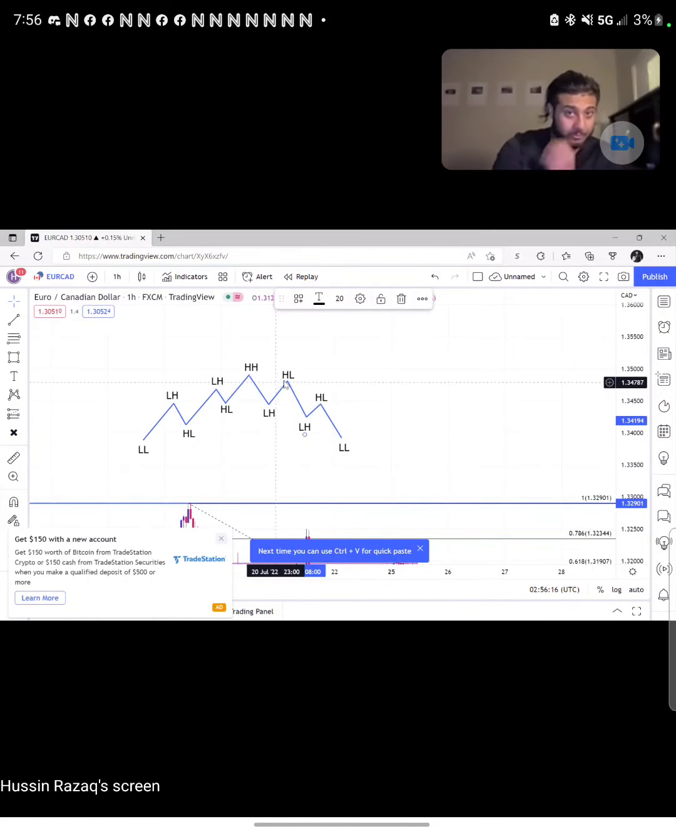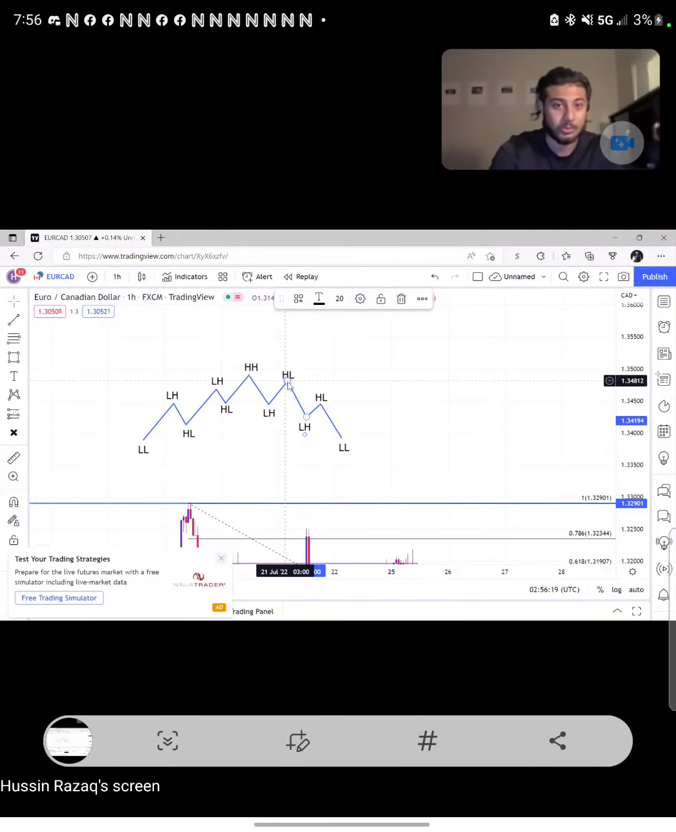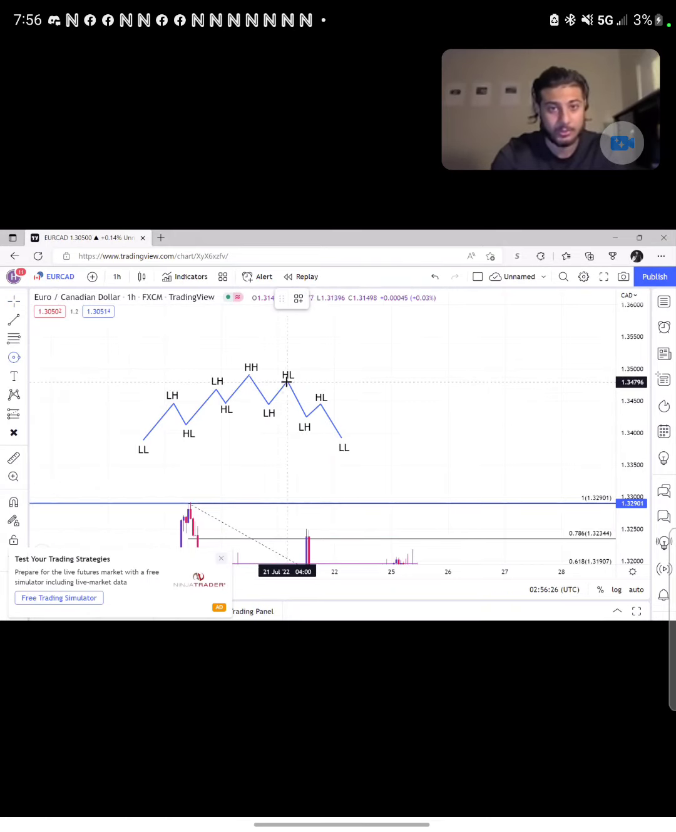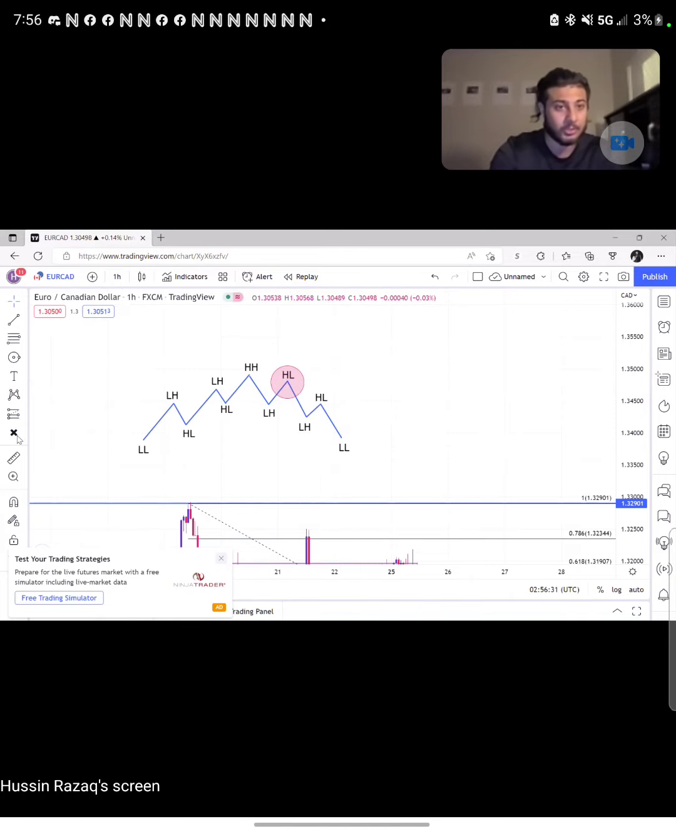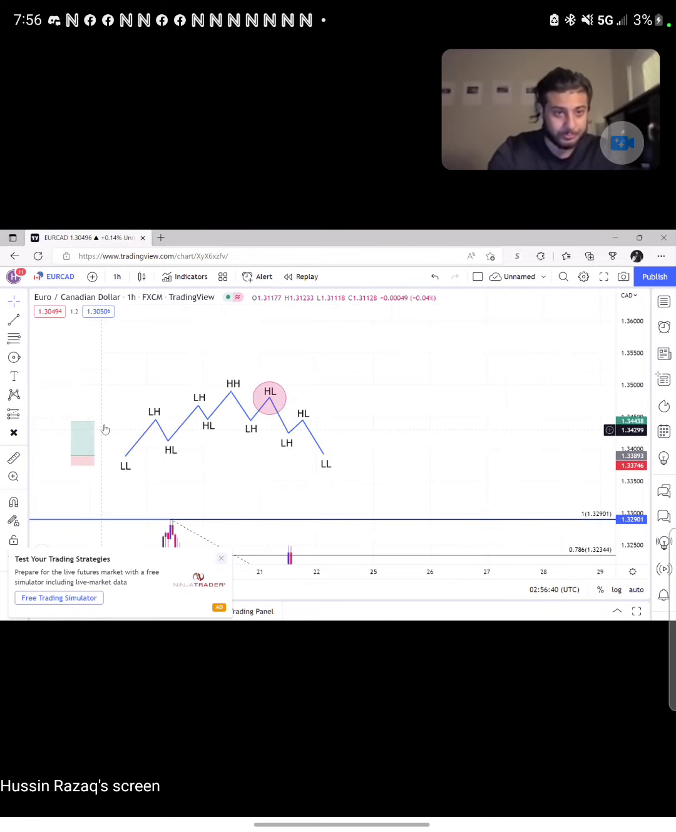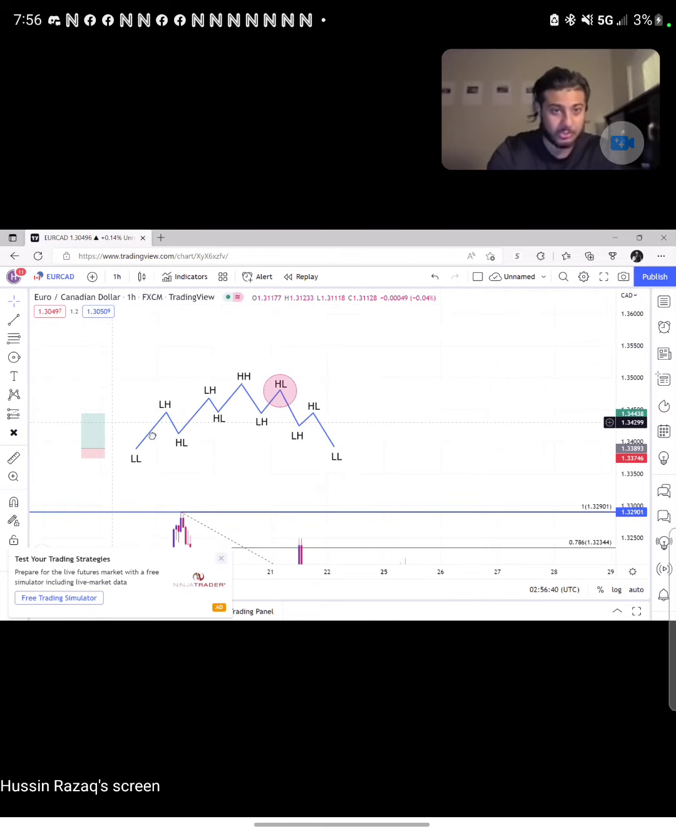So remember how market failed to create that higher high up here? This right here would be our break of structure. So what I would do is I would actually highlight that right here. Okay. So say if we were hopping into these trades, right? So say if we miss the initial entry, right?